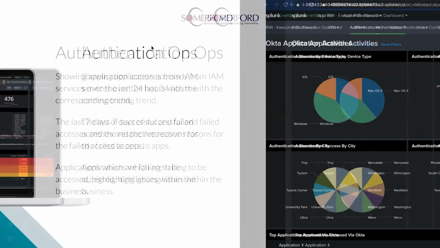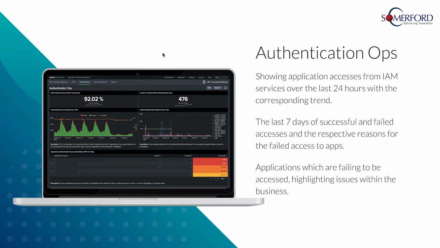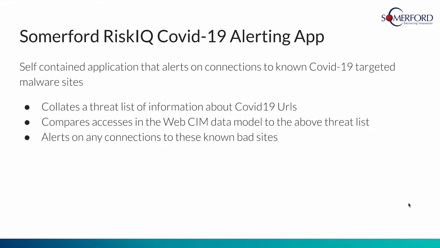So that's remote working insights. Just a couple of things I additionally want to talk about. So Somerford, what we've been doing is we've been able to build this alerting application around COVID-19. So we're using some threat intelligence given by Risk IQ. So there is threat intelligence around the COVID-19 URLs. So they've built a big list of URLs that are relevant to COVID-19, that are known bad sites, that are known bad malware or some other thing that you don't really want to see anybody on your network talking to. But if you do see them, you need to know about it.